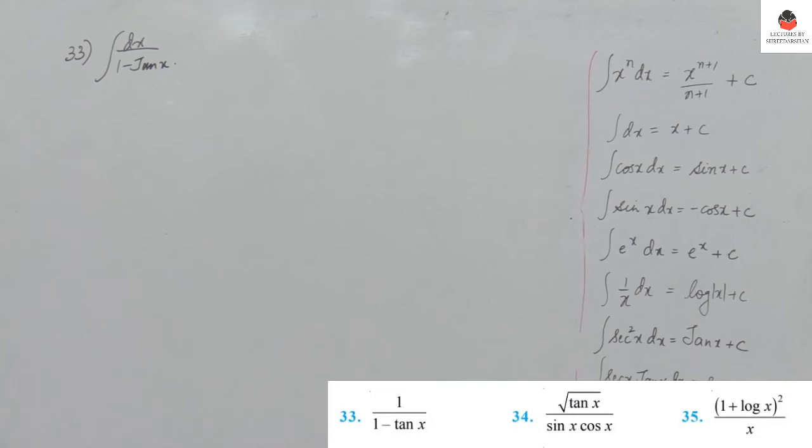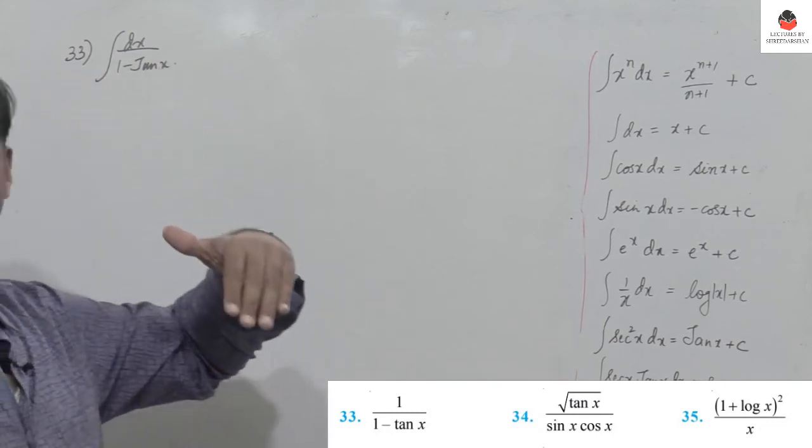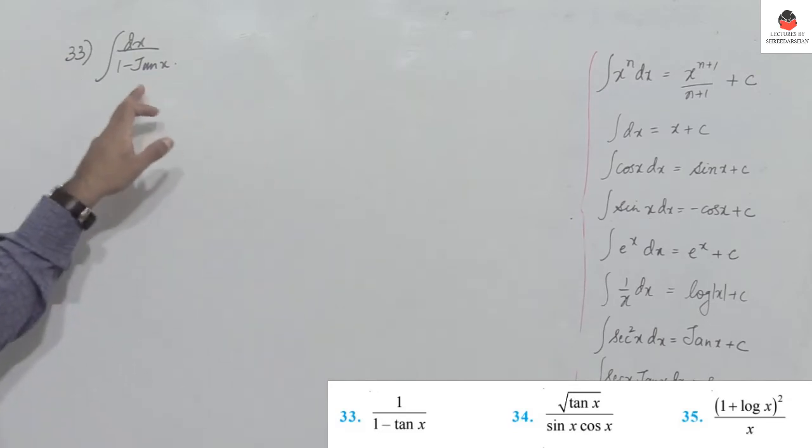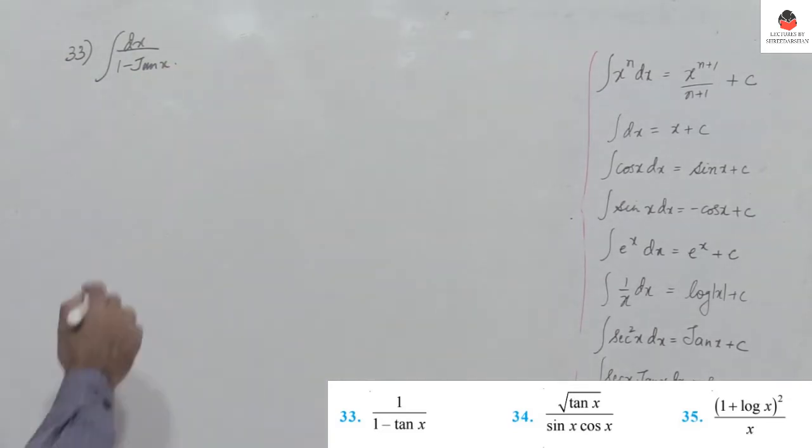So the 33rd problem is very similar to the previous problem. In the previous problem we had 1 plus cot x, so we wrote cot x as cos x by sin x. So similarly here we have to write tan x as sin x by cos x.